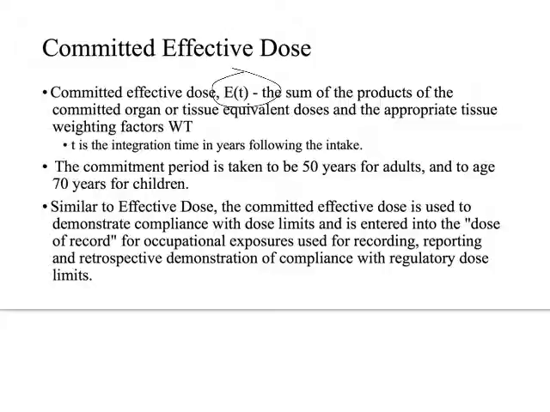So the committed dose period is taken to be 50 years for adults and age 70 years for children, right? What is that saying? They've had to, again, estimate certain things. If someone is exposed internally to uranium, they are not going to use the half-life of uranium to figure out what their committed dose is, right? They're going to use 50 years if that person was an adult, or 70 years if that person was a child, because that's pretty much the length of time they could possibly be alive with this uranium inside their body, right? That's going to be how they calculate their committed dose. So, and similar to the effective dose that we've talked about previously in this class, the committed dose is used to demonstrate compliance with dose limits. So for nuclear medicine technologists and the exposed public, this is how we're going to report the dose of record. Okay?